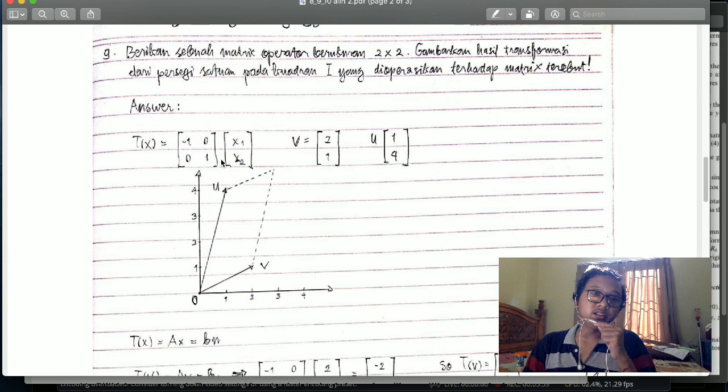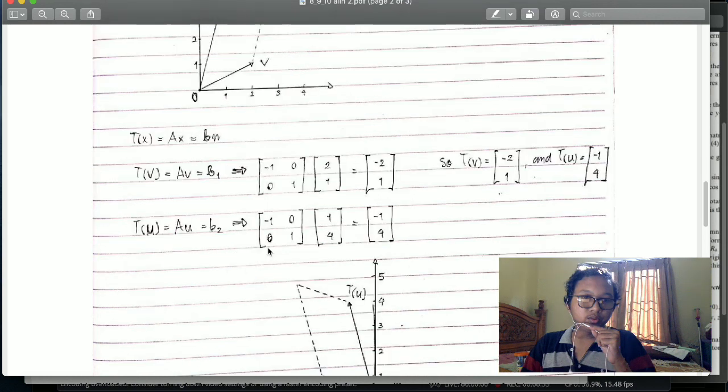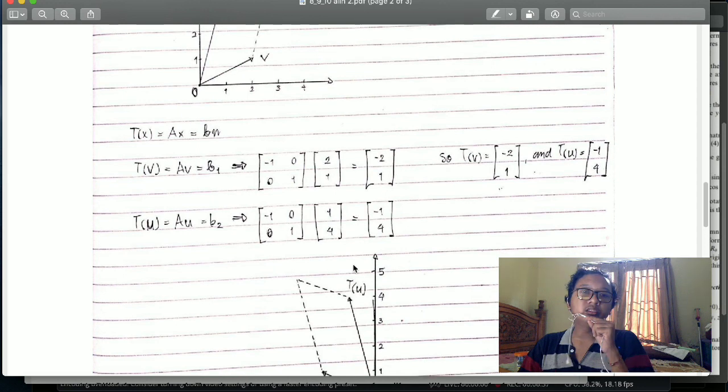I decide on both of the vectors here: v is 2, 1, and u is 1, 4. Here we can see the picture of that matrix in the first quadrant. And here we have the shadow or the reflection of that picture, which is in the second quadrant.